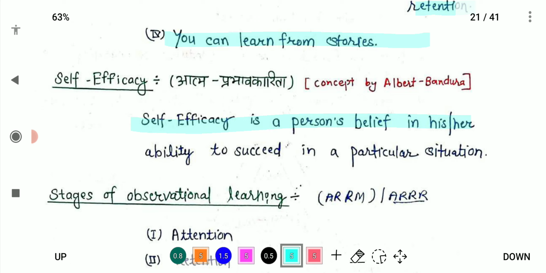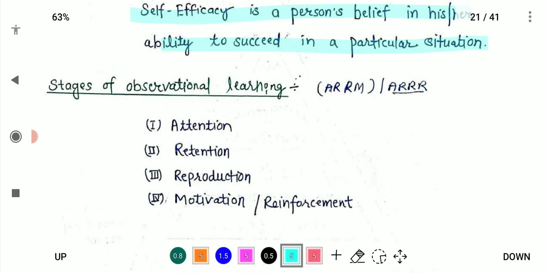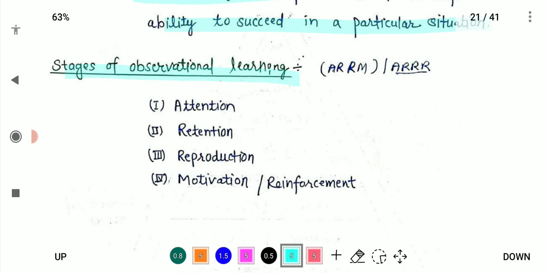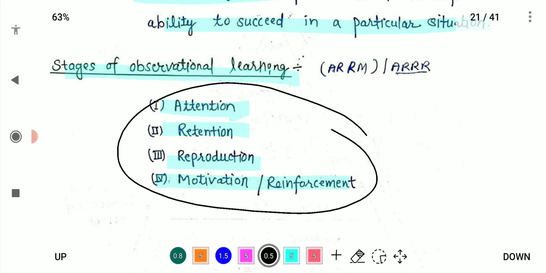Self-efficacy. Efficacy is a person's belief in his or her ability to succeed in a particular situation. Stages of observational learning are attention, retention, reproduction, motivation or reinforcement. This may be asked in one word. So you can remember this by ARRM.